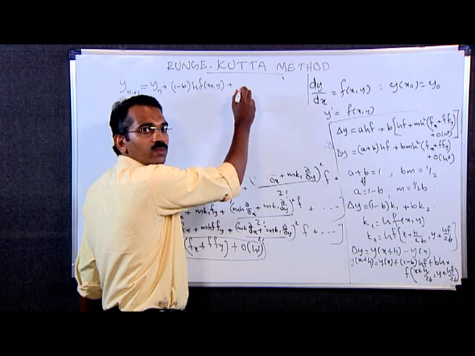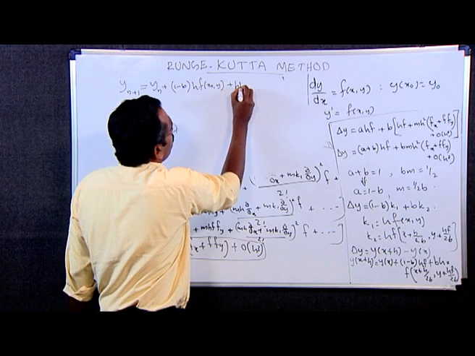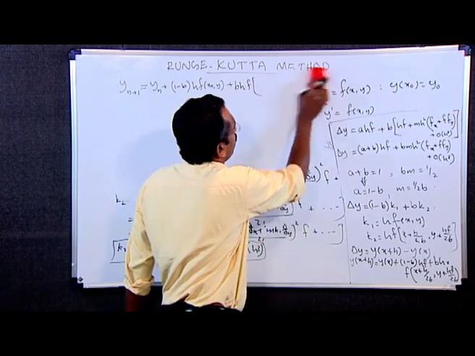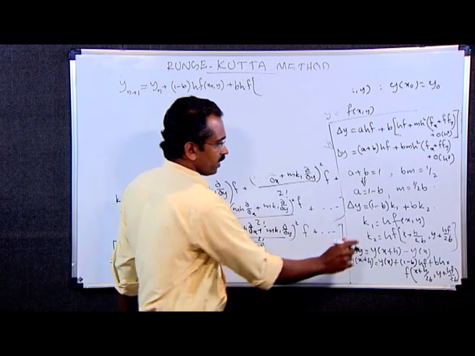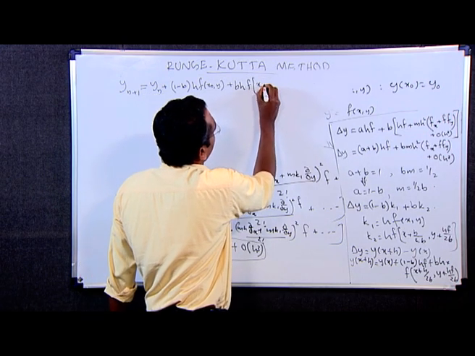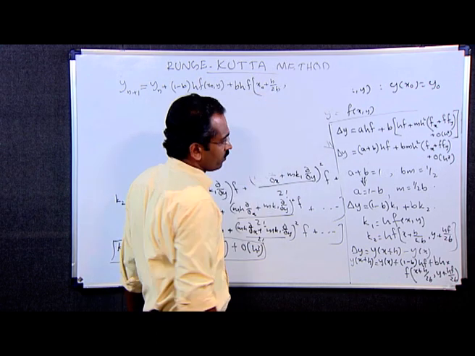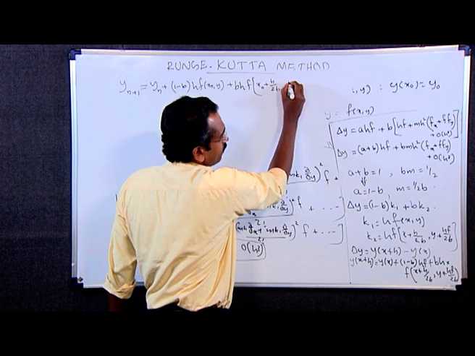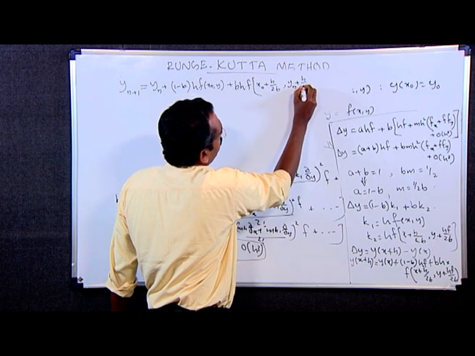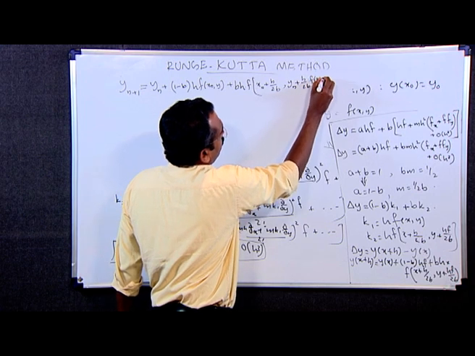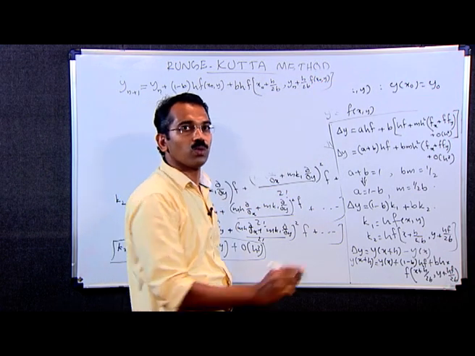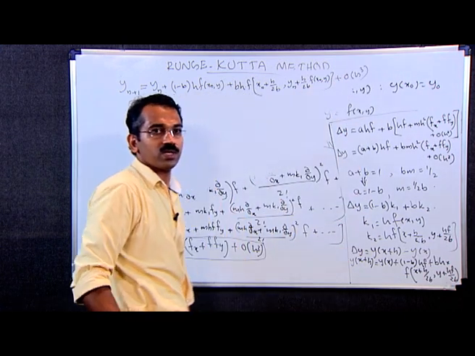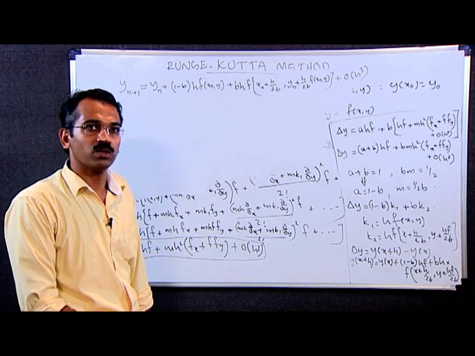bh into f of x n plus h by 2b comma y n plus h by 2b into f of x and y plus O of h cube. This is the general expression for y n plus 1.